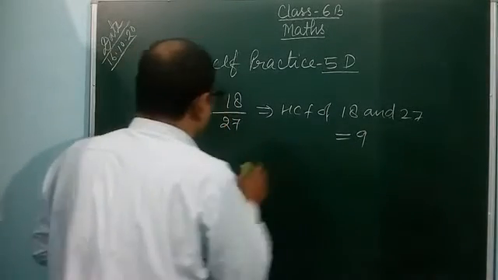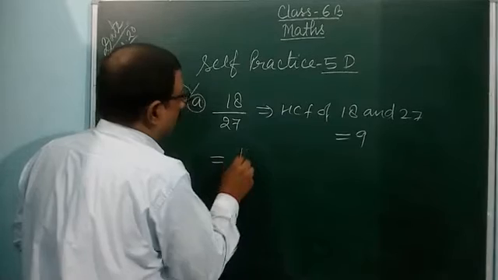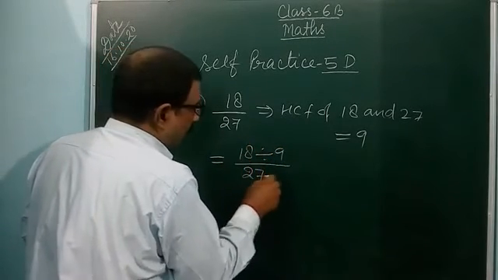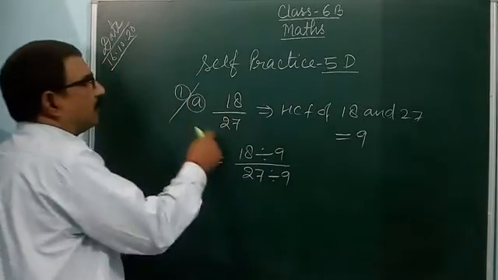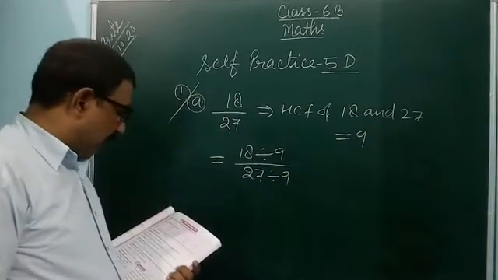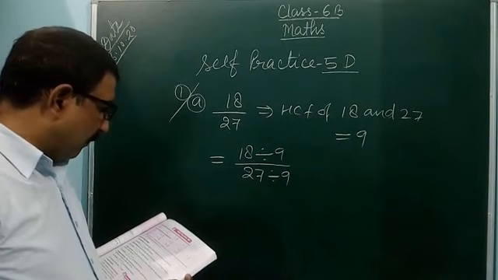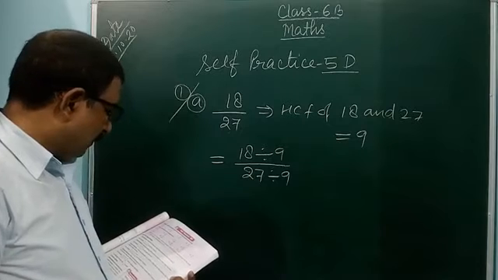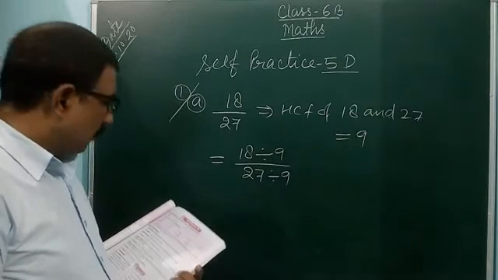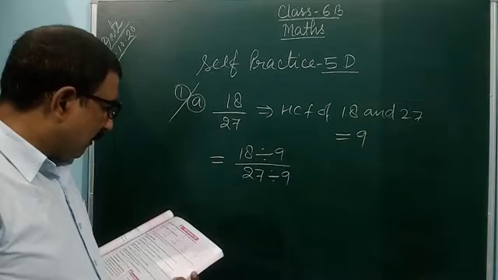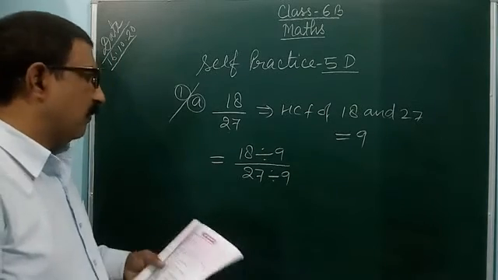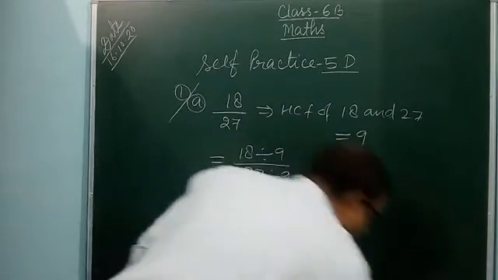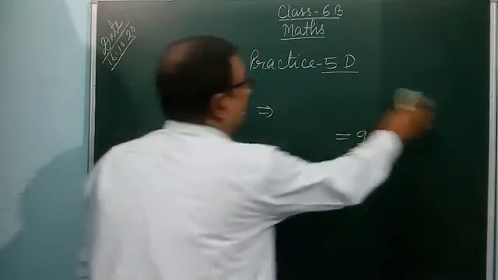So 9 will come. In this way you can do 18 divided by 9 and also 27 divided by 9. It means 18 by 27 is not in the lowest term. You can change it to the lowest term. Examine whether the following fractions are in the simplest form or not. It is not asking that you find the simplest form. Only it is asking whether 18 by 27 is in the simplest form or not. So you can write here only. You don't solve.